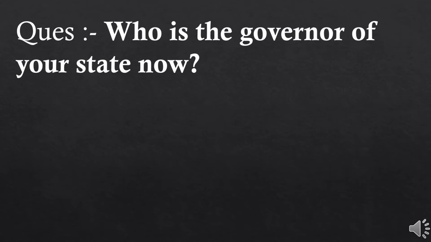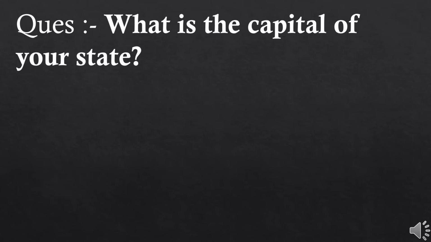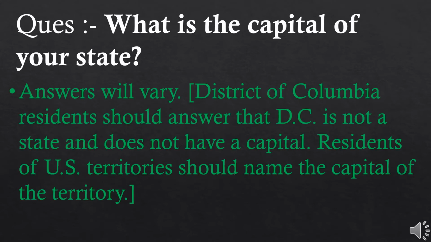Question 61. Who is the governor of your state now? Answers will vary. District of Columbia residents should answer that D.C. does not have a governor. Question 62. What is the capital of your state? Answers will vary. District of Columbia residents should answer that D.C. is not a state and does not have a capital. Residents of U.S. territories should name the capital of the territory.